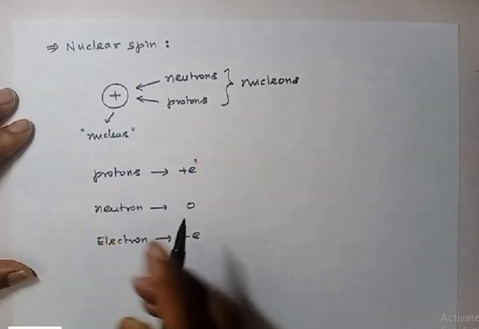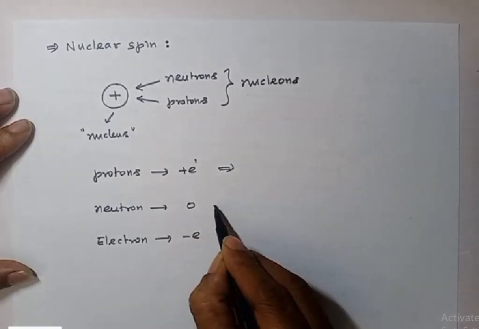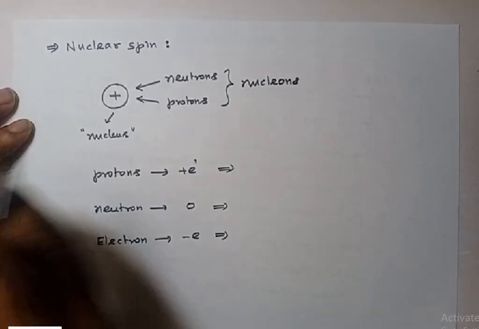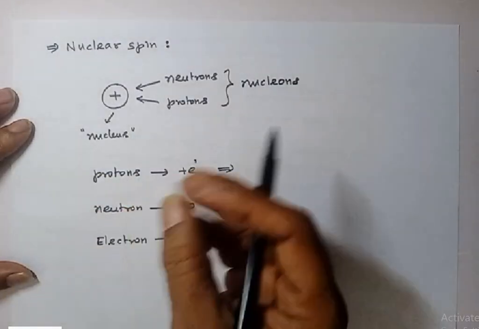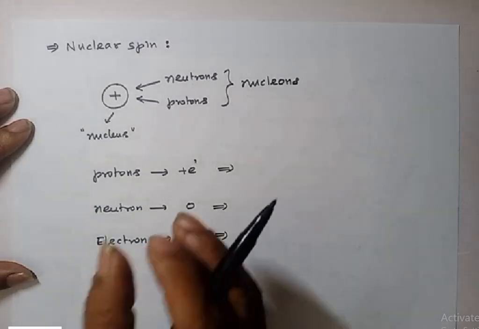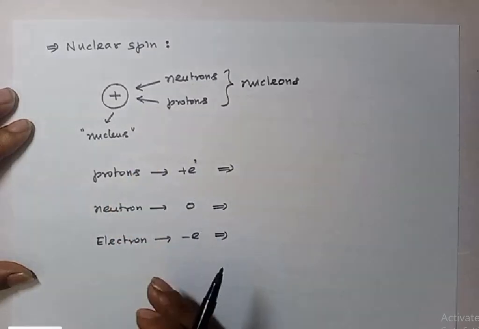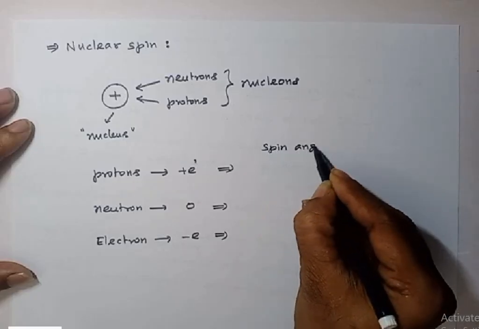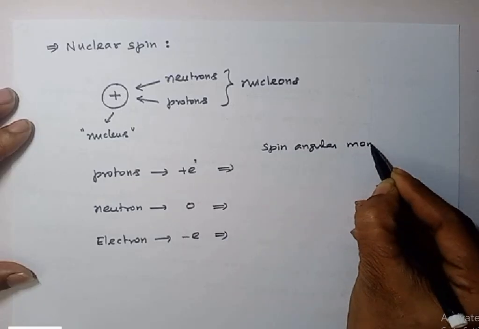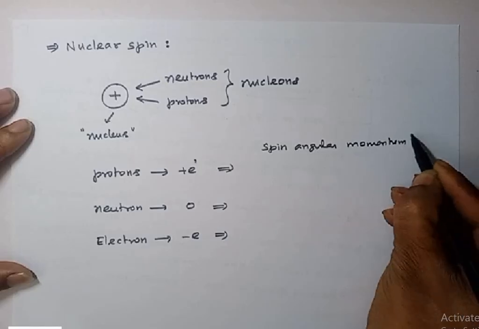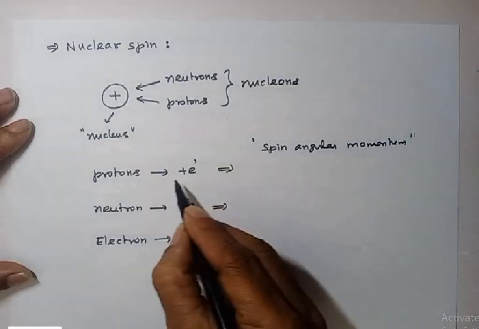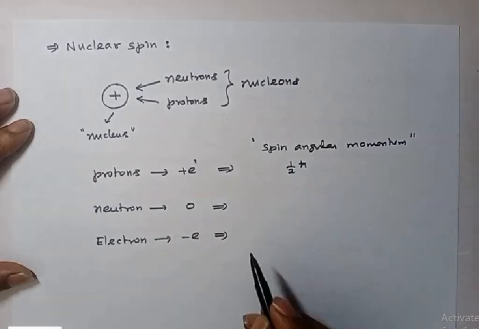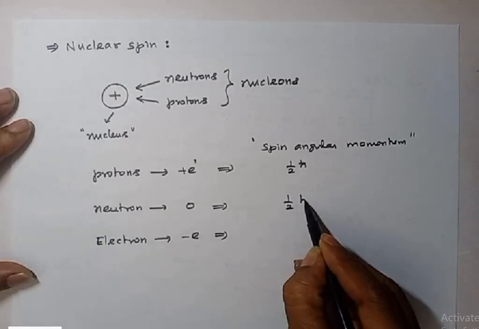These particles have spin. It was studied by scientists, and they have given the spin angular momentum for all these particles. For the proton it is half times h cross. For the neutron, half times h cross.